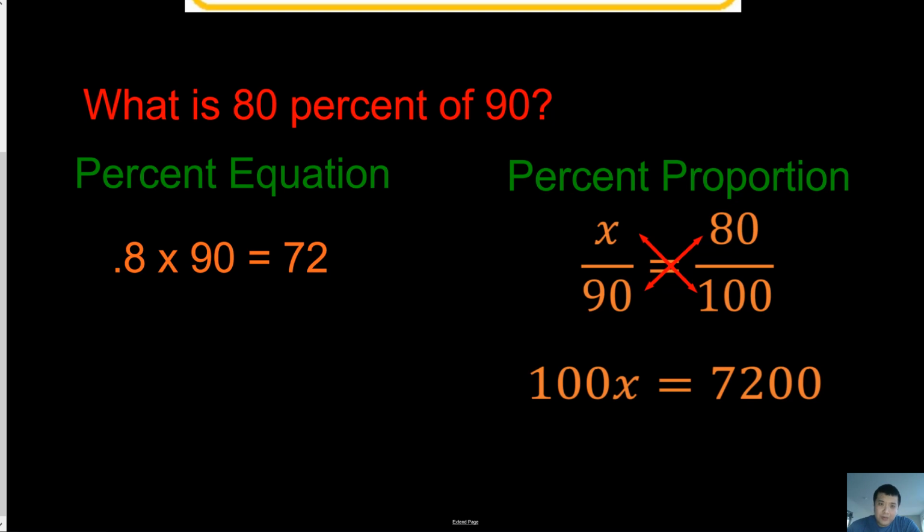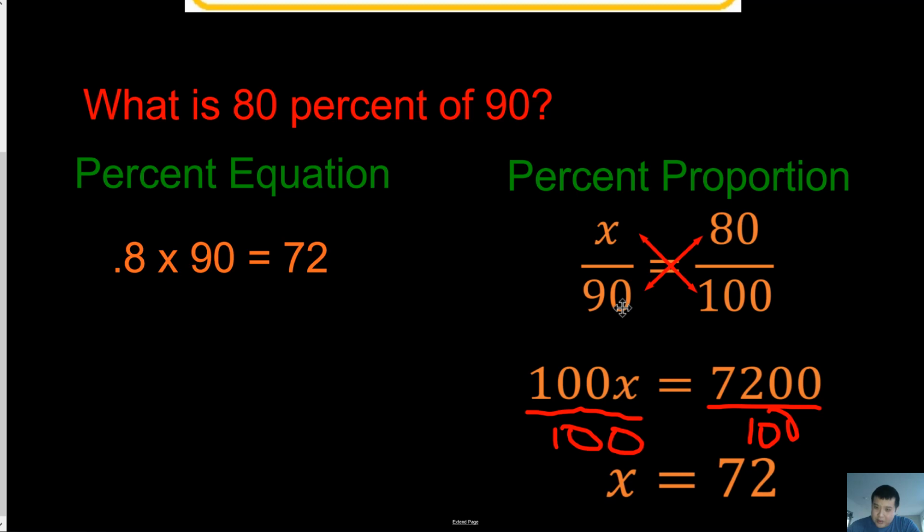And then to solve this, what we would do is divide both sides by 100. Okay, and this will give us that part, that x right here. If we divide both sides by 100, what we find is that x is 72, just like we found over here. So there's two separate ways that we can do this. We can do this with the proportional equation, as you guys know, or actually set up the proportion over here.